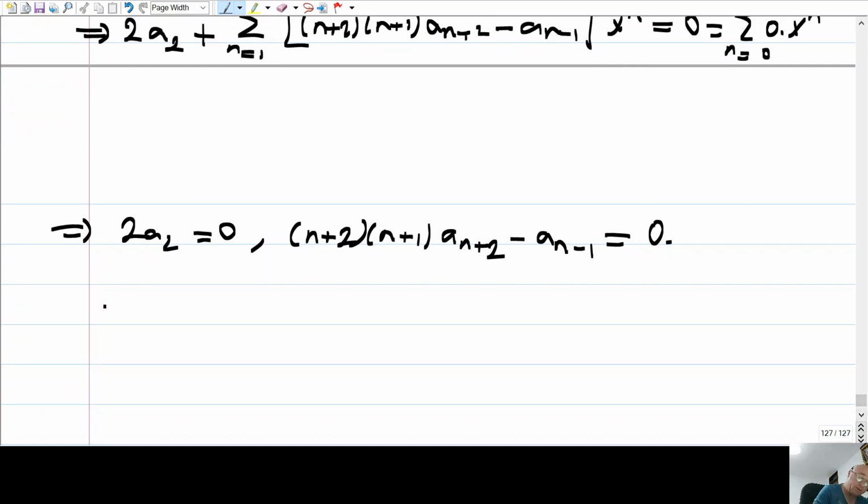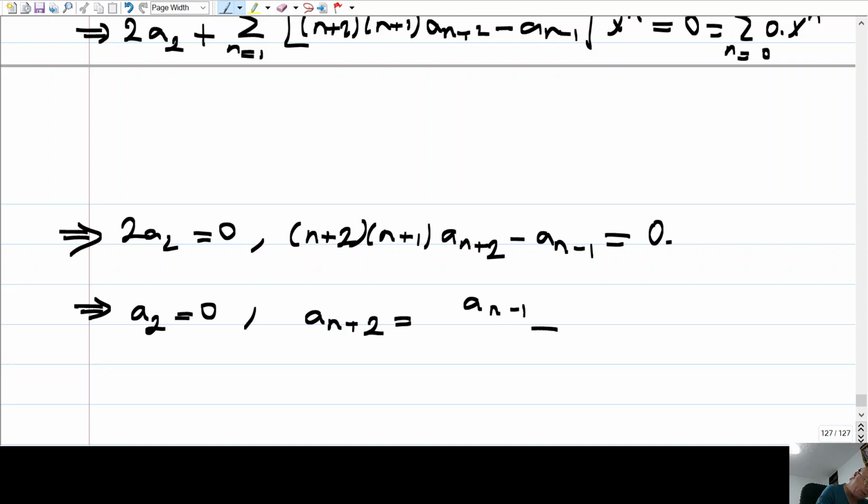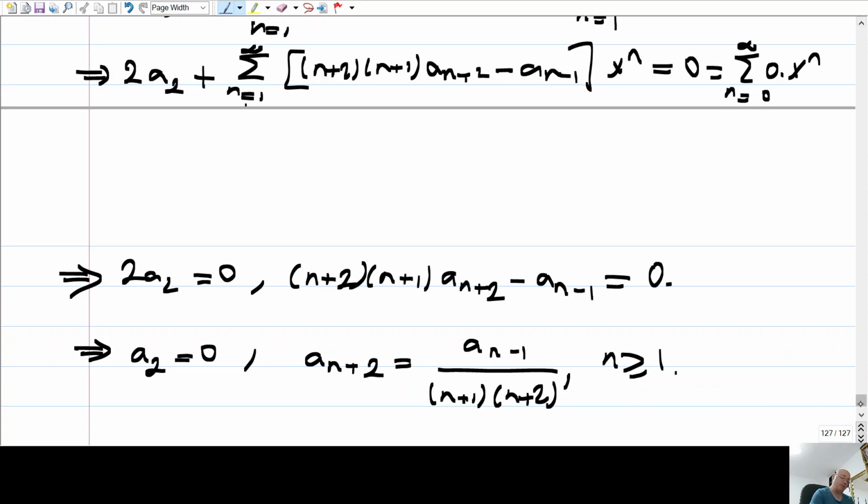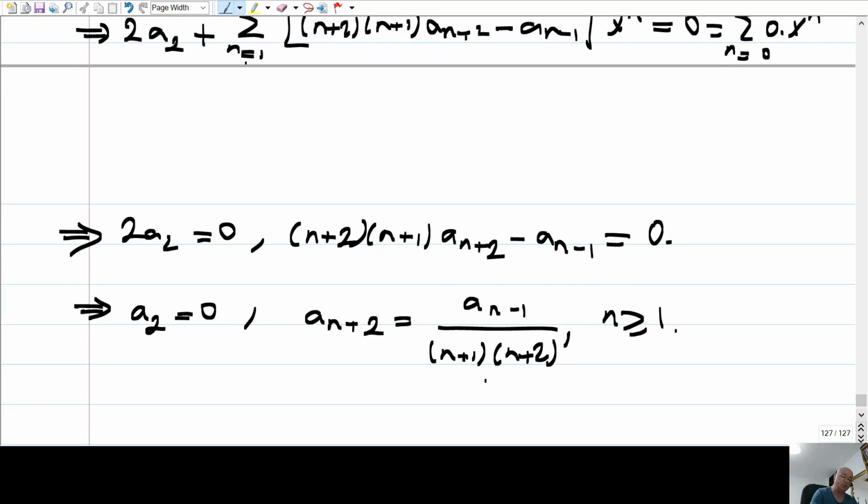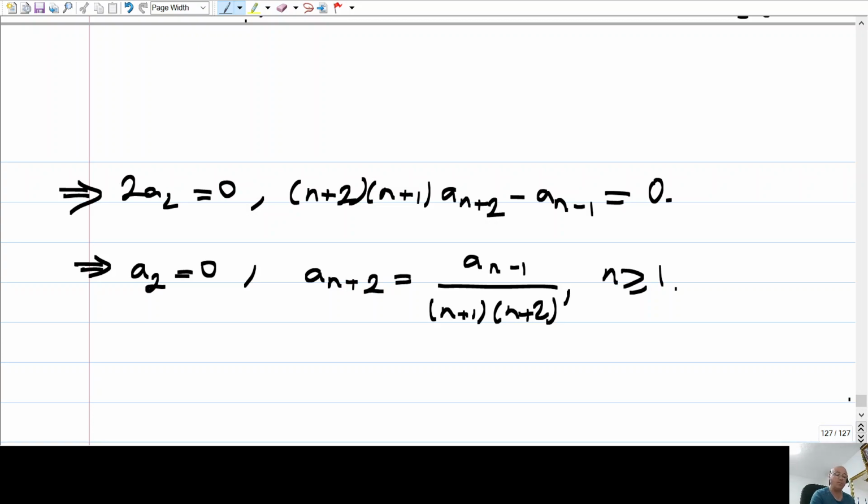So from this we get what? Well, we see that a2 must be 0, and then a_{n+2} is just a_{n-1} divided by (n+1)(n+2). And this is true for n larger than 1. Okay, so I have this. Now from this recursion formula, I can just compute all the coefficients.